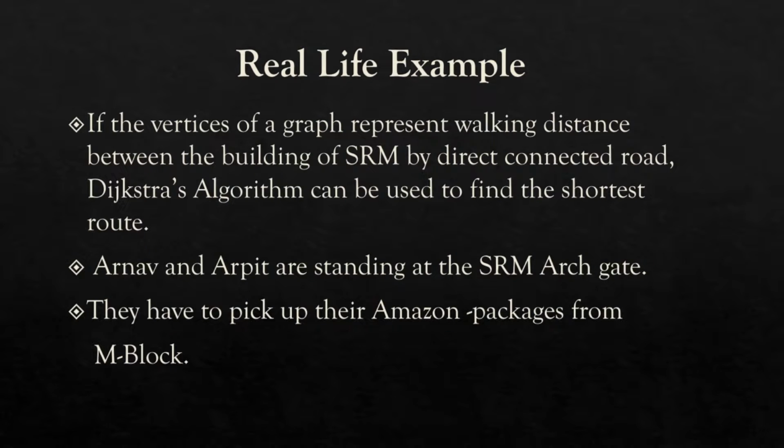Vertices of the graph represent walking distance between the buildings of SRM by directly connected roads. Dijkstra's algorithm can be used to find the shortest route. Now, Arnav and Arpit are standing at the SRM gate. They have to pick up their Amazon packages from M block.